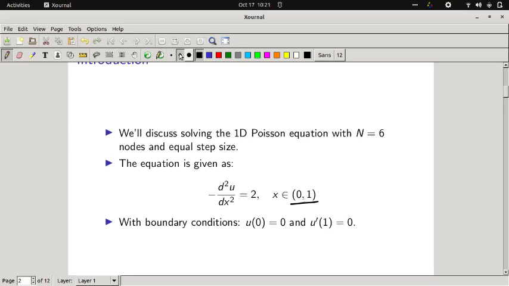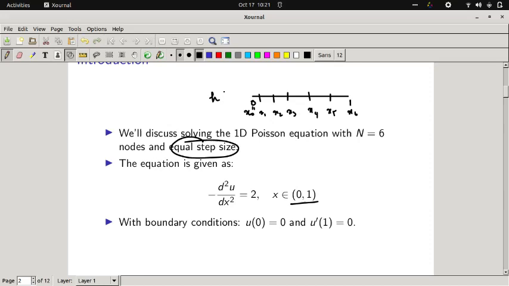So our domain is 0 to 1. We make n points: this is x0, this is x6, x5, x4, x3, x2 and x1, with equal step size. We are following the equal step size, so the length between two neighboring points is always h, which is fixed.